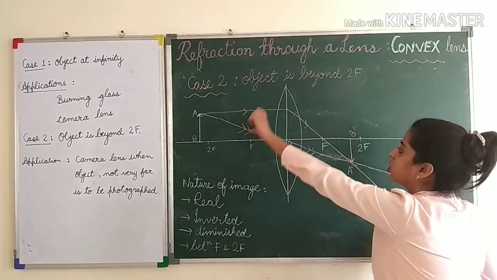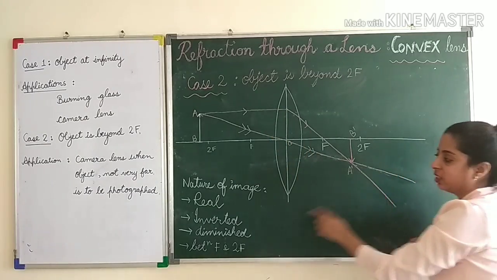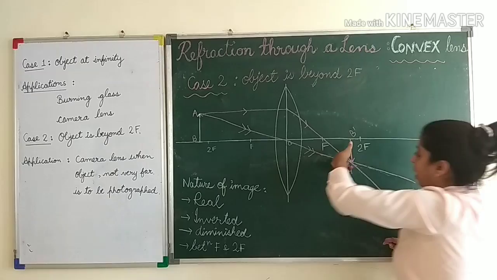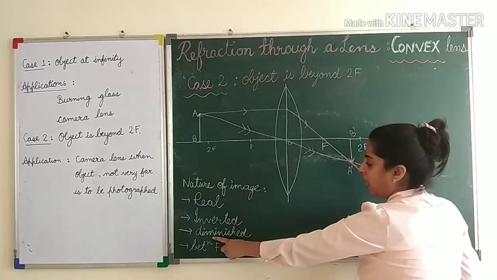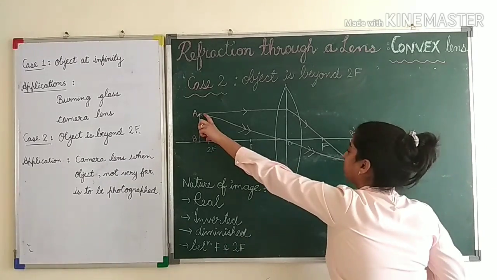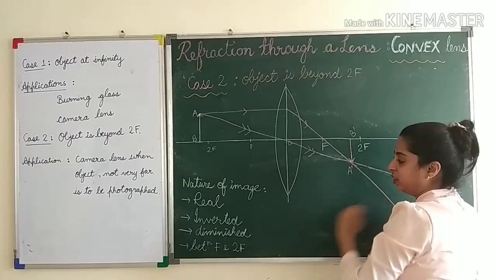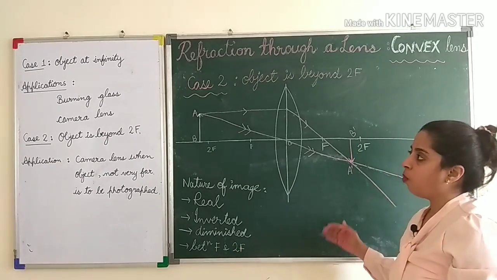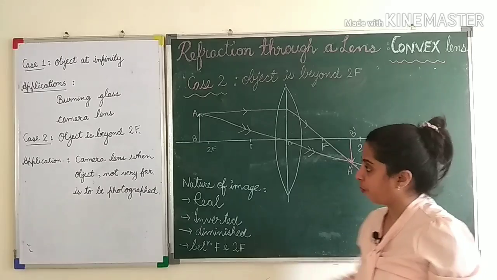It is real because formed by meeting of real lines. It is inverted. You can see AB was erect, A dash B dash is inverted. It is diminished. When you measure this size, it is smaller than this, and it is between F and 2F. Now, what are the applications of case 2?